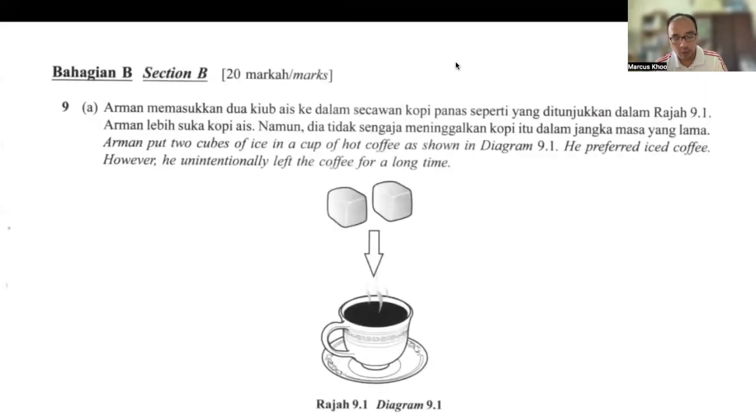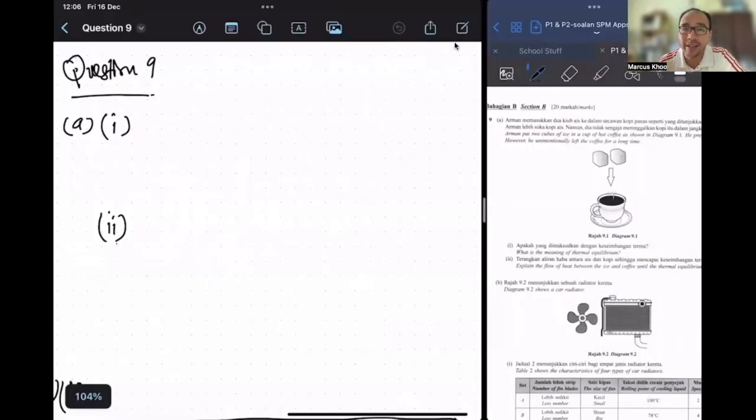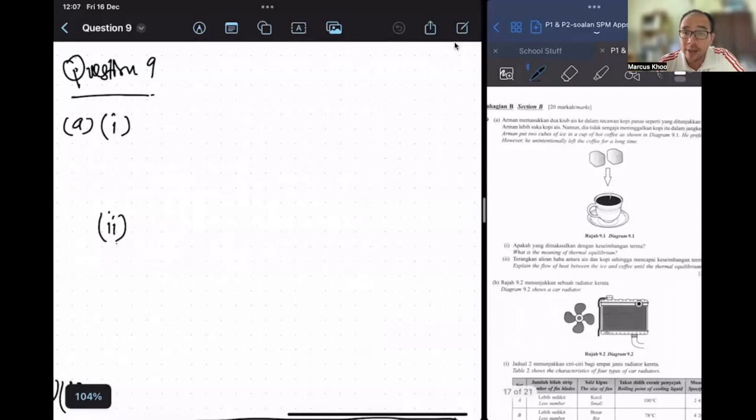Now let's move on to the three questions in section B and section C. Let's come to question 9 now. Because of the lack of space, I'm just going to show you the questions on this side, but it's very small. And then of course on the left side will be the answers. Arman puts 2 cubes of ice in a cup of hot coffee, as shown in diagram 9.1. He preferred iced coffee. However, he unintentionally left the coffee out for a long time.